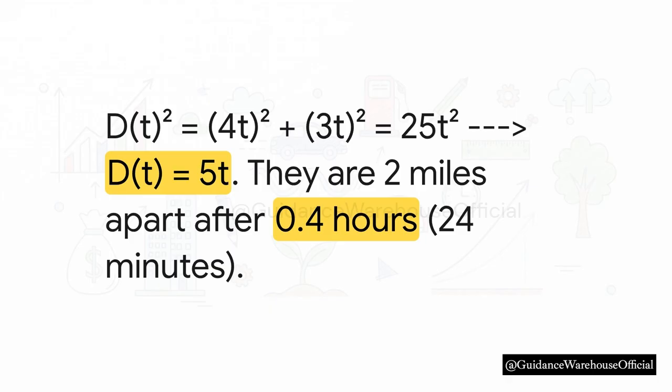The distance between them, d of t, is also a simple linear model. It's just 5t. So let's say they have a two-way radio with a 2-mile range. We can now calculate exactly when they'll fall out of contact at 0.4 hours, which is just 24 minutes.